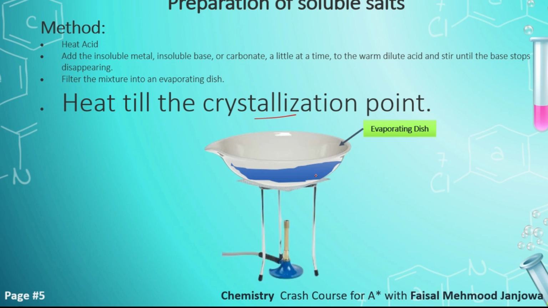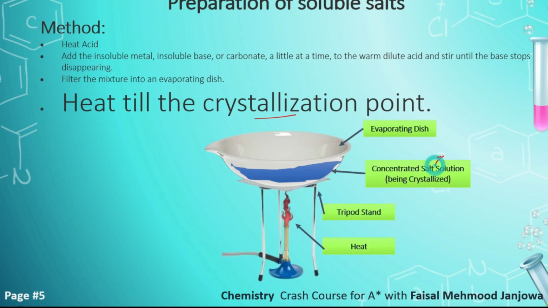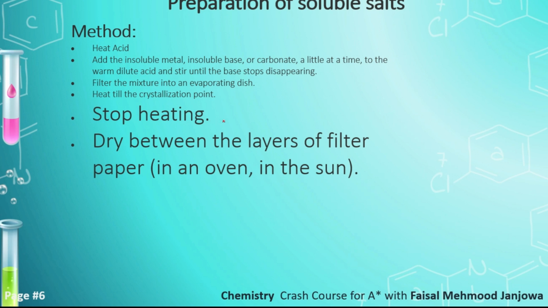This is the evaporating dish that contains the filtrate in it. This is a concentrated solution of calcium chloride that is being crystallized. At the crystallization point, the crystals start forming and we can filter them out later. At the crystallization point, we would stop heating. We can even remove the excess water if present.